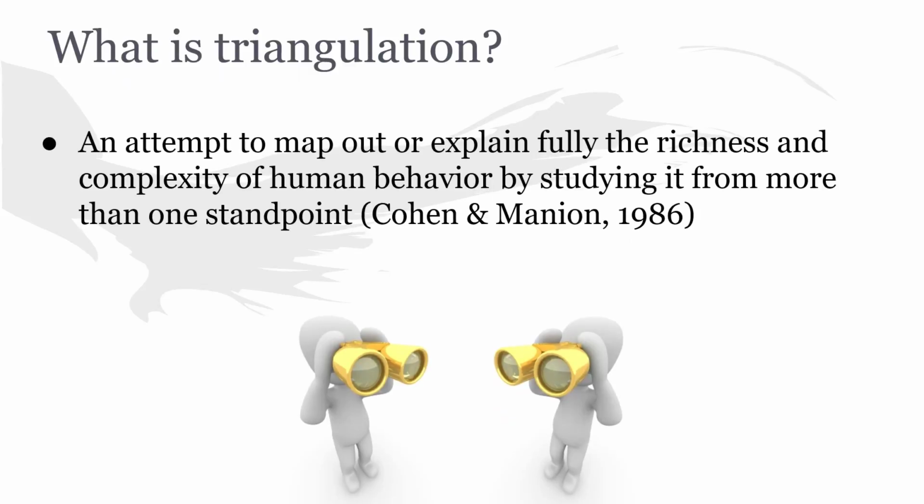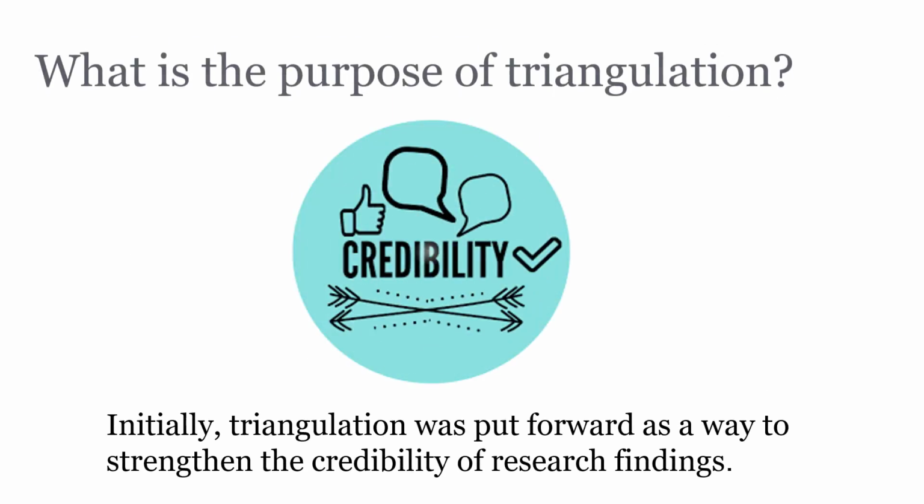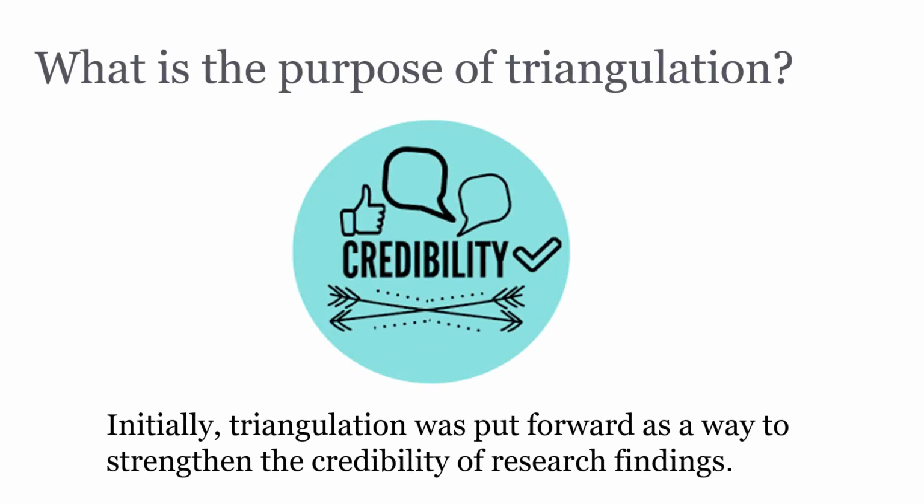Cohen and Mannion defined triangulation as an attempt to map out or explain fully the richness and complexity of human behavior by studying it from more than one standpoint. Initially, in the 1950s and 1960s, triangulation was put forward as a way to strengthen the credibility of research findings.